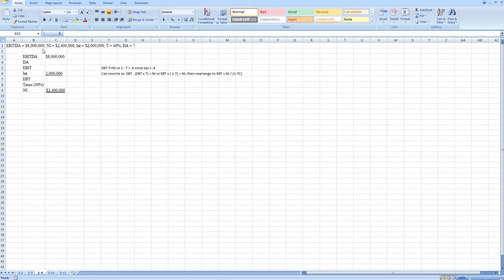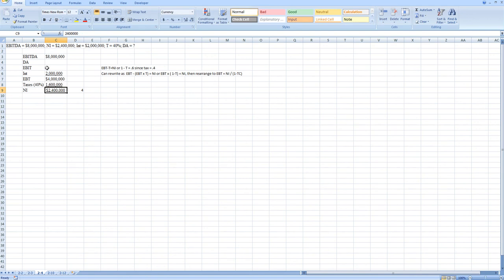Again, EBITDA is 8 million, net income 2.4 million, and interest expense of 2 million. So how can we work in reverse here? So our 2.4 divided by 0.6. We know that EBT must have been 4 million. Which then the difference between 4 million and 2.4 million is obviously 1.6 million. So 1.6 million went to tax, and we had 2.4 million left over.